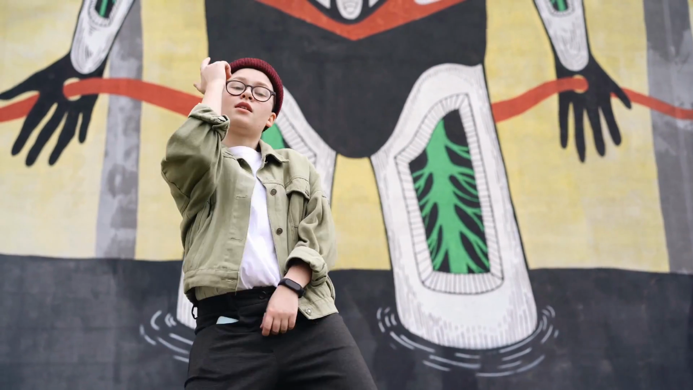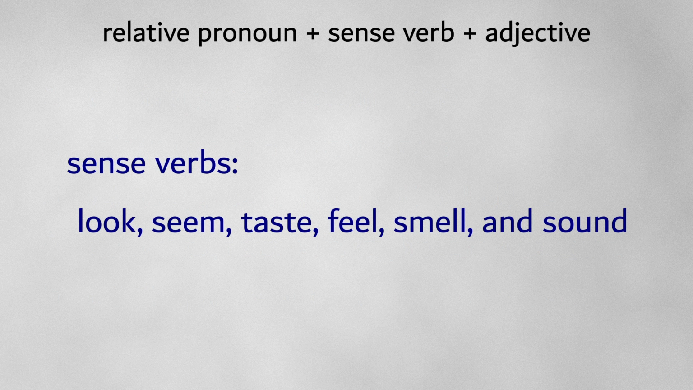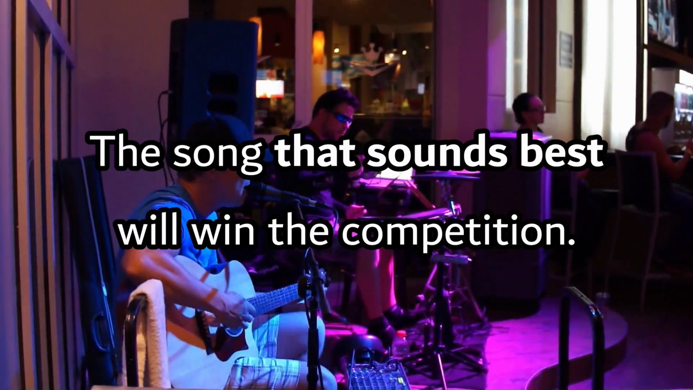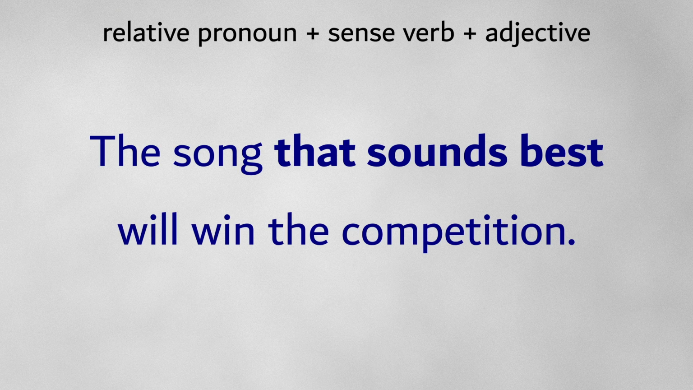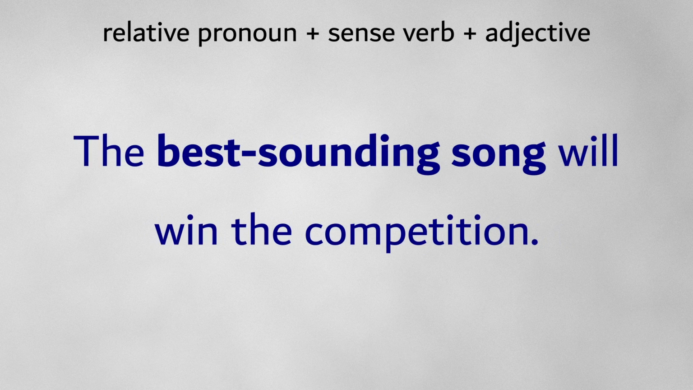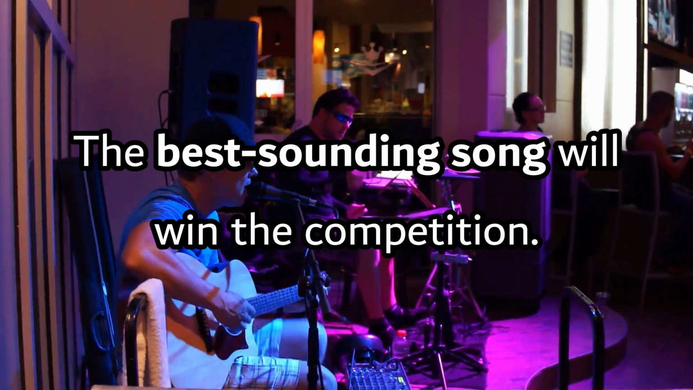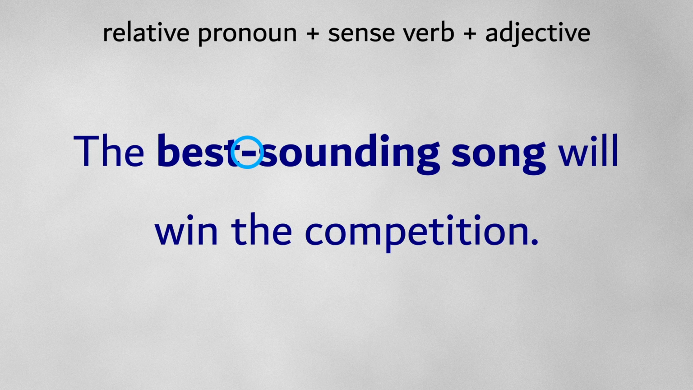last relative clause structure. So, when a relative clause has a sense verb, like look, taste or sound, and an adjective following the relative pronoun, so something like, the song that sounds best will win the competition, we can turn it into an adjective phrase placed before the noun using an adjective plus sense verb present participle plus noun structure and then leave out the relative pronoun. So the sentence is now, The best sounding song will win the competition. Remember, here we need to join the adjective to the present participle sense verb with a hyphen, okay?